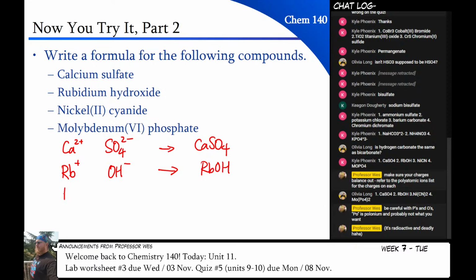So we got nickel 2, so that's Ni with a 2+. And then cyanide is this. I need 2 of these to balance out with the 2+, so I would have Ni(CN)2.